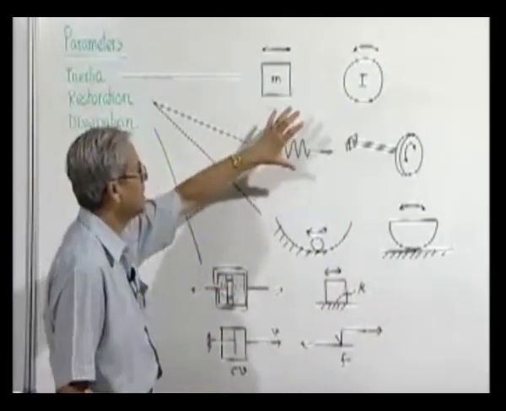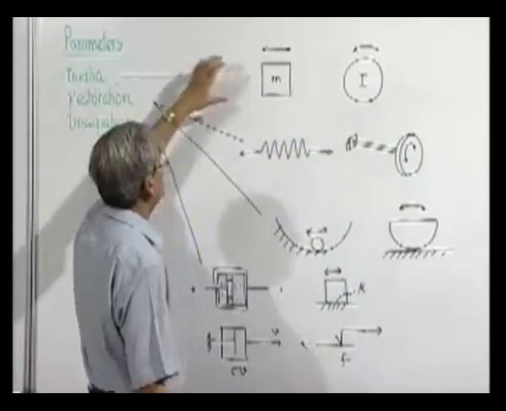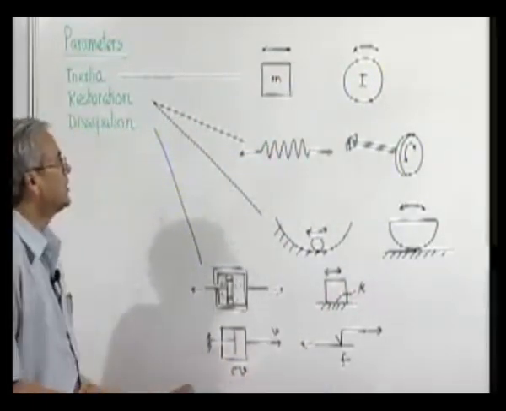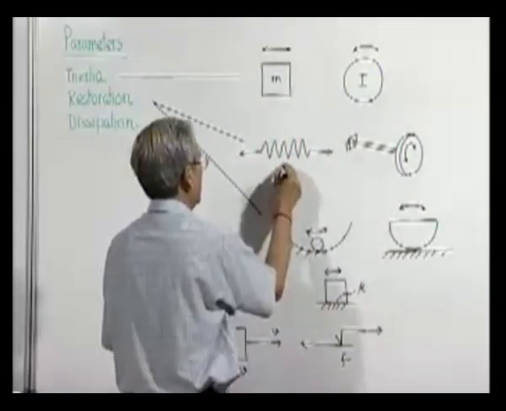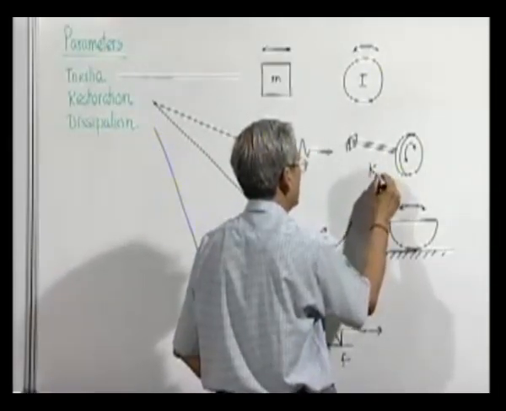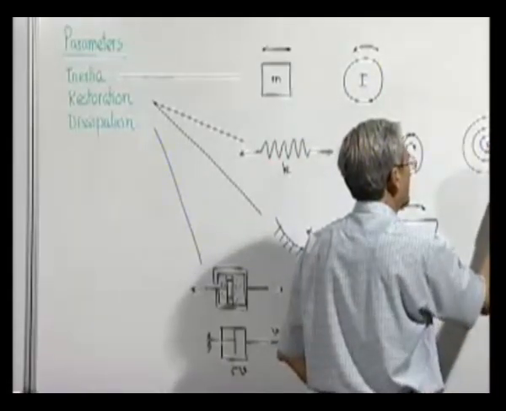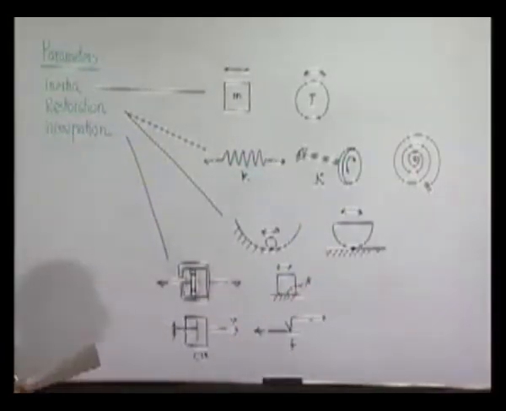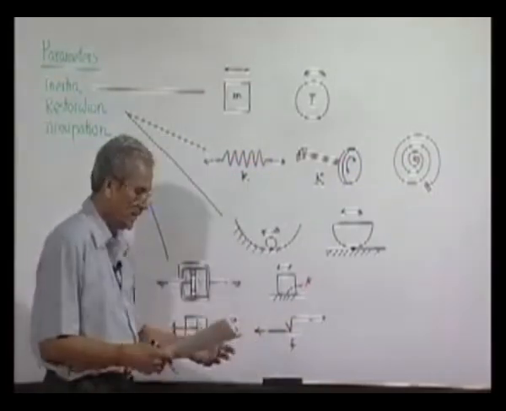Restoration can be primarily elasticity based or gravity based in most cases. Inertia can be a linear inertia represented by mass, and rotary inertia represented by a flywheel or a rotary cylinder. Here the stiffness is told K. Here torsional stiffness is given by this. Torsional stiffness sometimes can be a coil spring also. Here also it is angular motion which is resisted by this coil spring. Here it is the gravity, and these are the dissipation.